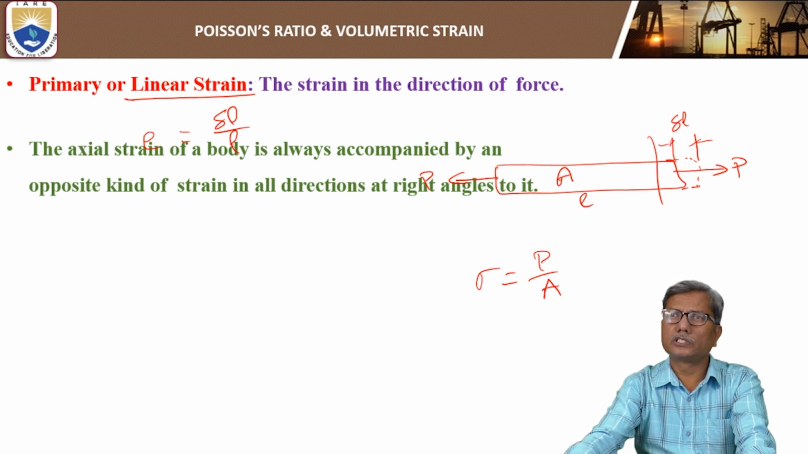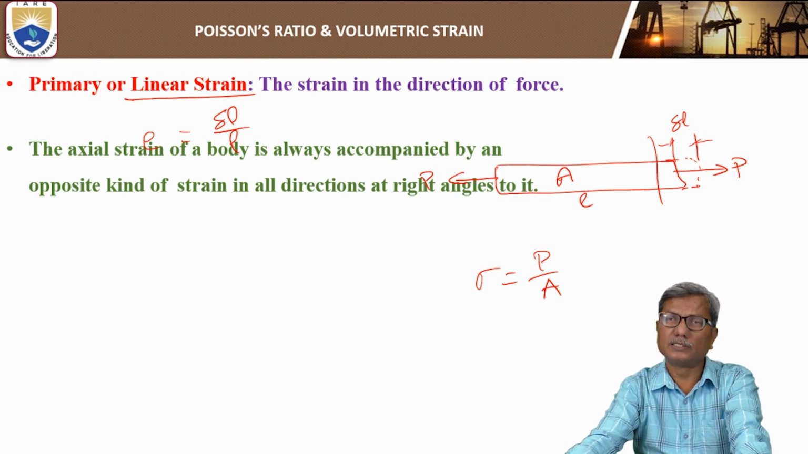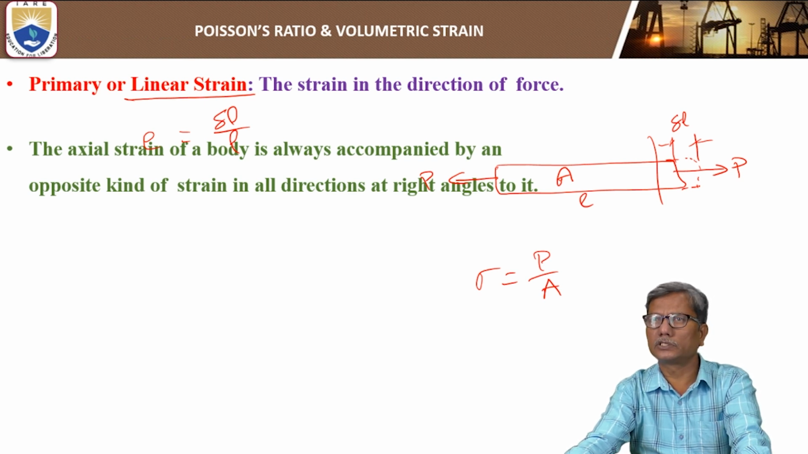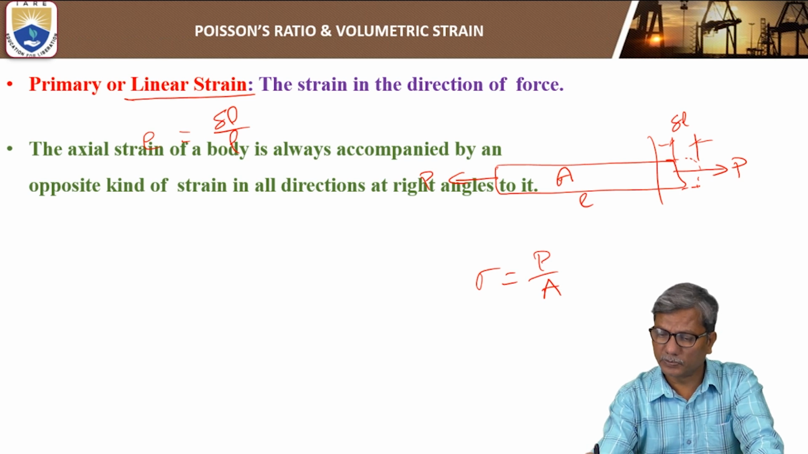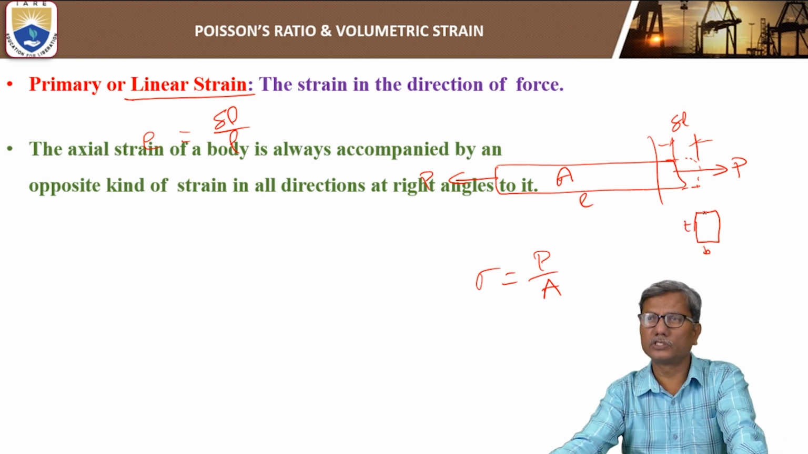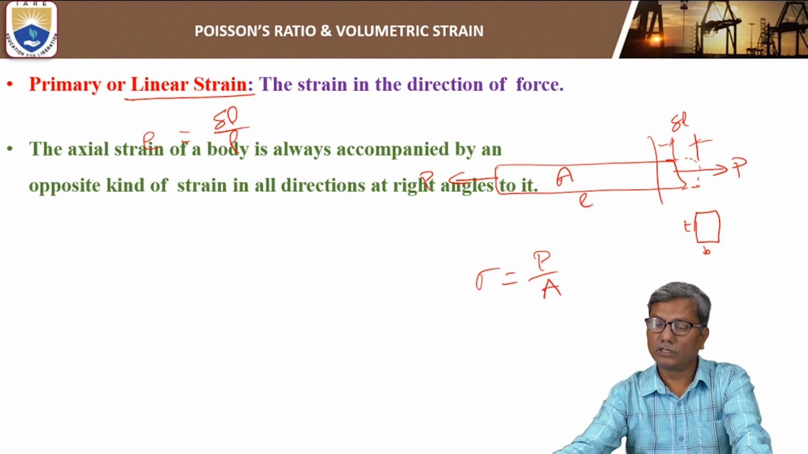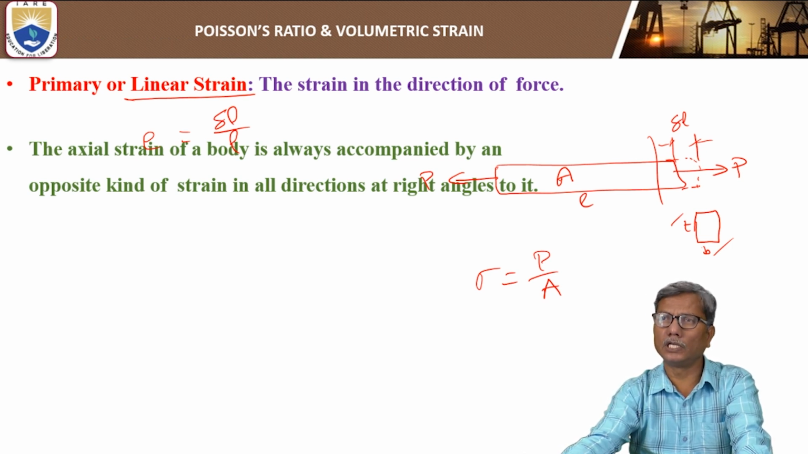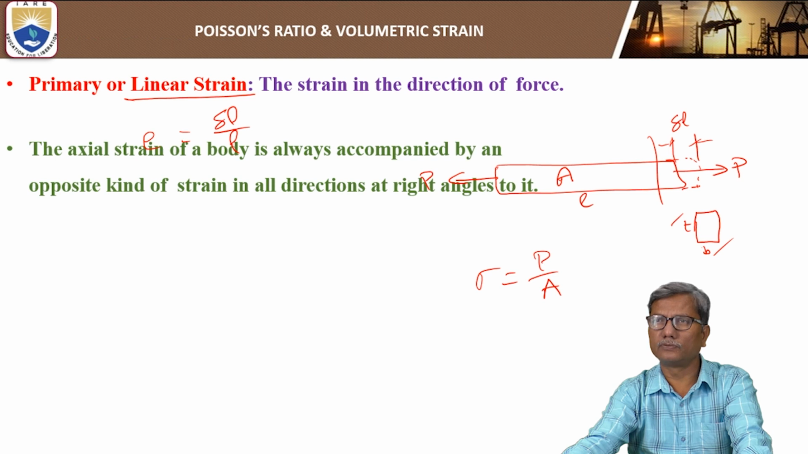And this axial strain is accompanied by an opposite kind of strain in all the directions at right angles to it. It means as the length increases, there will be some decrease in dimensions at right angles to the axis. For example, if the cross section is a rectangle of dimensions B and T, there will be some decrease in thickness and decrease in breadth due to the increase in the length, which takes place because of the tensile force P.